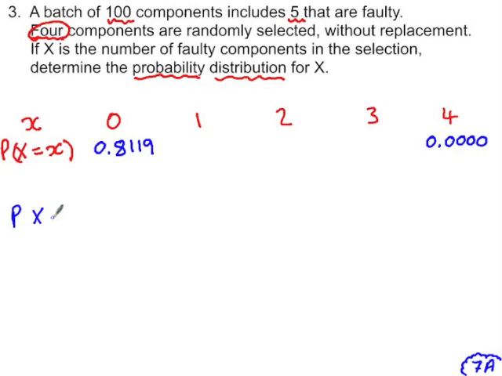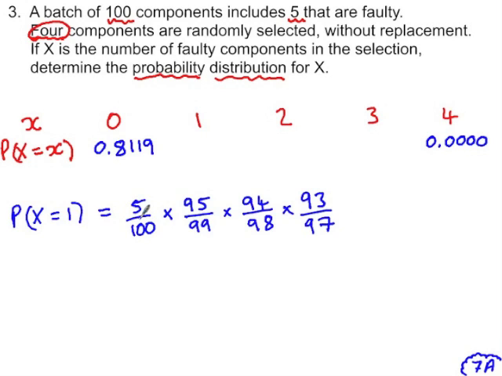The probability that x is 1 is, well, if we imagine the first one we pull out is faulty, that's 5 over 100, and then the rest of them are not faulty. But of course it might be the second one that's defective, or the third one, or the fourth one. So we can multiply this by 4 to show that the defective component could be the first, second, third, or fourth to be drawn out. And again, if you check on your calculator, that gives a probability of 0.1765 to 4 decimal places.